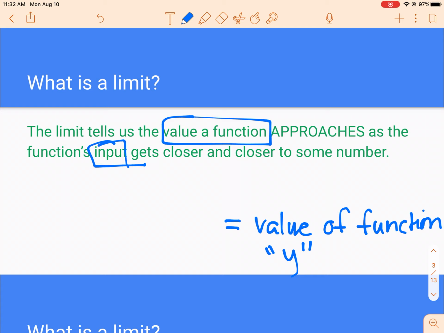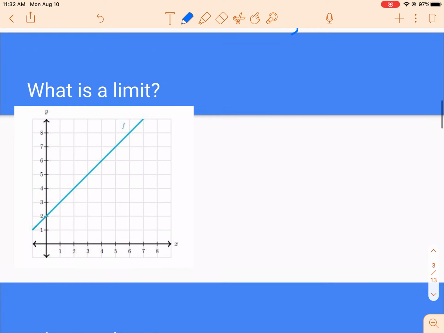The limit tells us the value the function approaches. So what y value are we approaching as the x is getting closer to some number? So that's it. Again, sounds a little confusing, so we're going to go to a graph to help us understand this a little bit more.